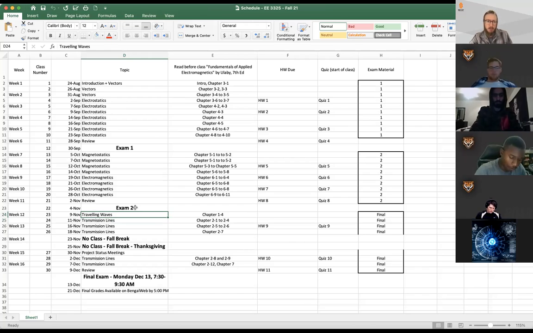And the way that this will relate is that we had all these time varying fields that we looked at before. And after exam 2, we're going to look at how those time varying fields, or any field, propagate on a transmission line. And transmission lines are things like coaxial cables, microstrip lines, basically anything that you've ever used to carry electronic information.